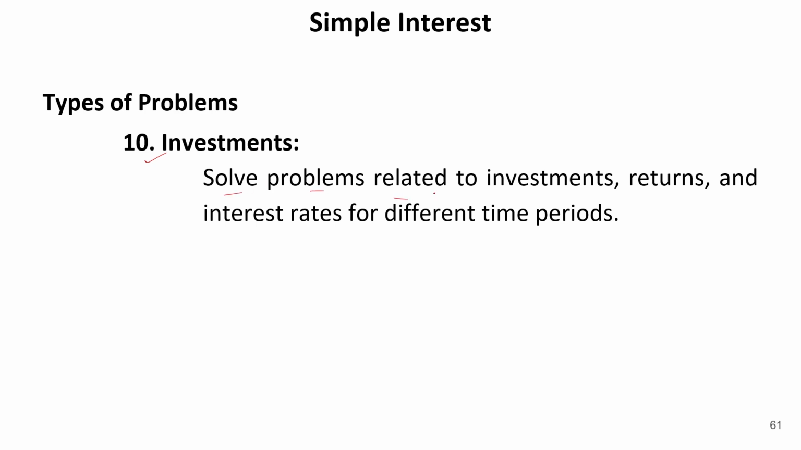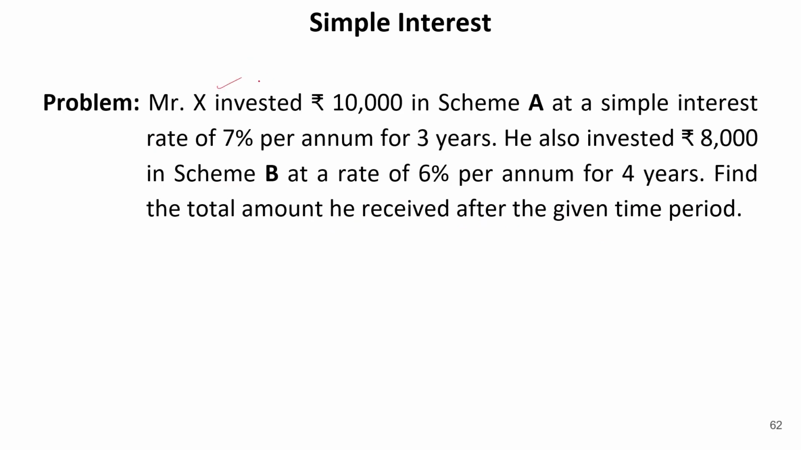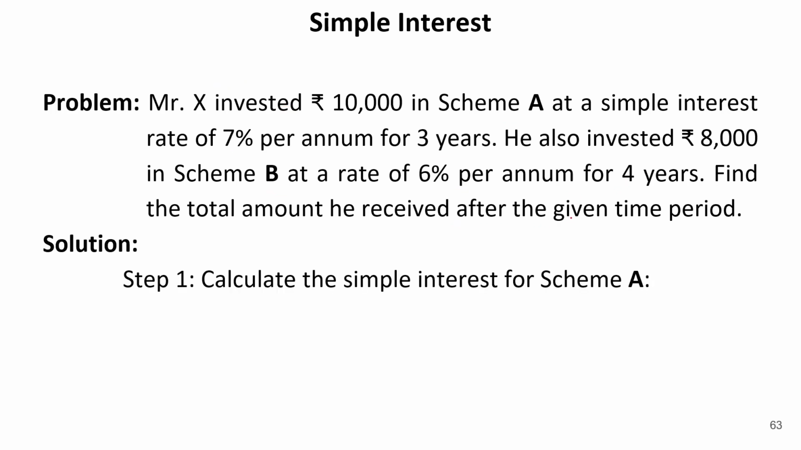So, solve the problems related to investments, returns and interest rates for different time periods. Let's say Mr. X invested 10,000 rupees in scheme A at a simple interest of 7% per annum for 3 years. He also invested 8,000 in scheme B at an interest rate of 6% per annum for 4 years. Then find the total amount he received after the given period of time.